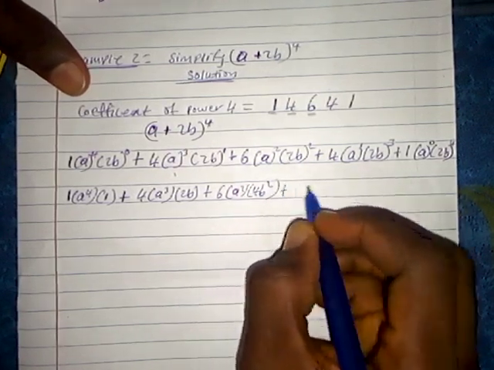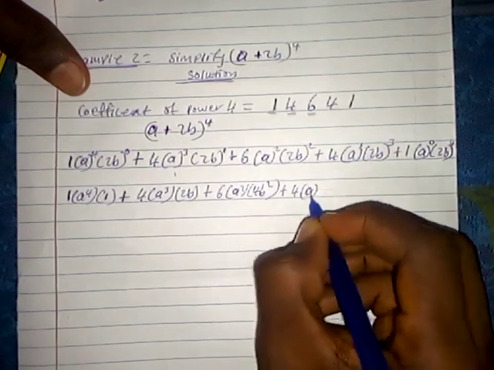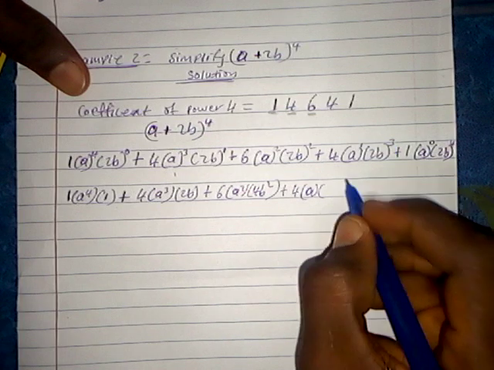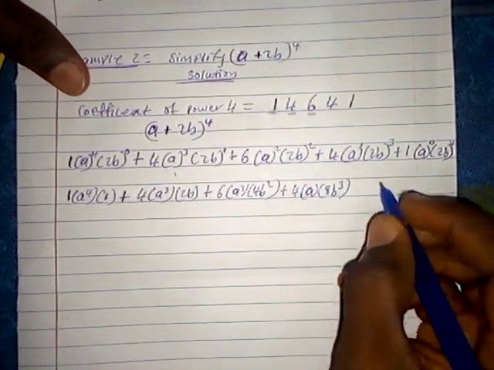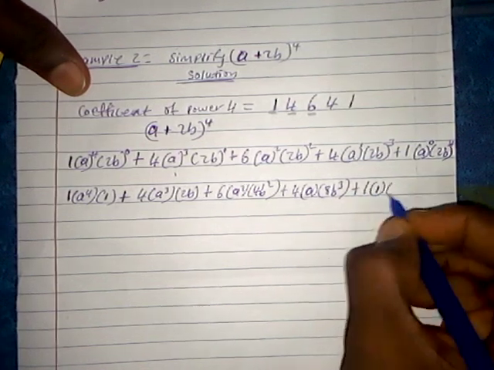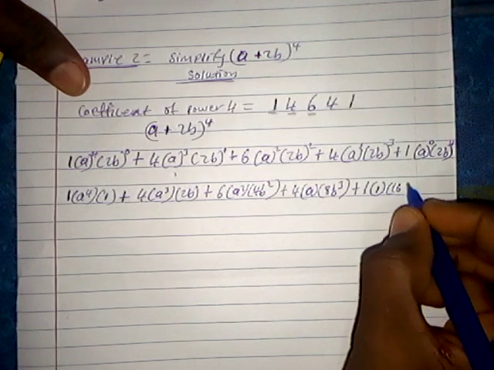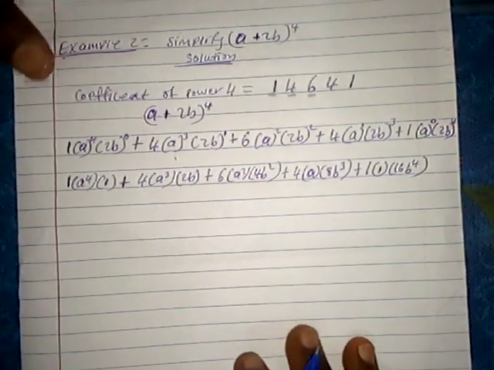Plus 4. A raised to the power 1 is just a, 2b raised to the power 3. 2 raised to the power 3 is just 8b cube. Right? Plus 1. A raised to the power 0 is 1, bracket, 2 raised to the power 4 is 16b fourth. Do you see it? Very simple.